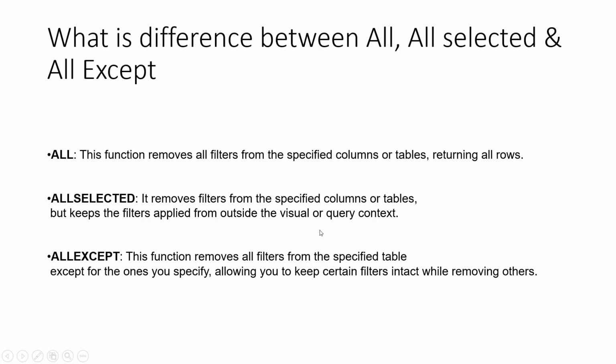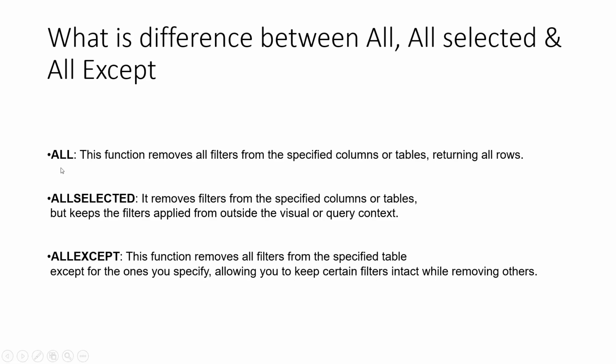So explicit filters, those which are there, will be kept, both in all selected and in all except. But in all except, the ones which you have specified implicitly, or on your own, will be kept. That's the difference between all selected and all except.